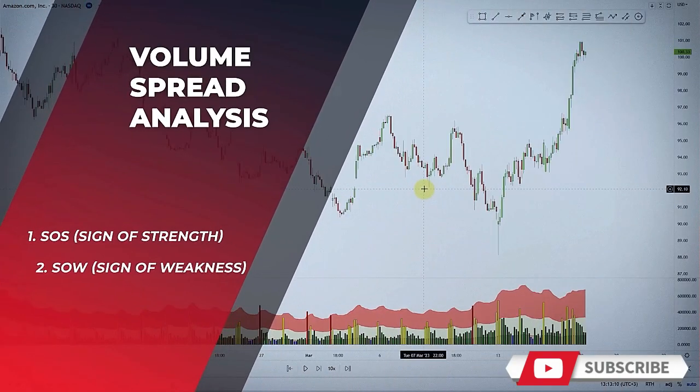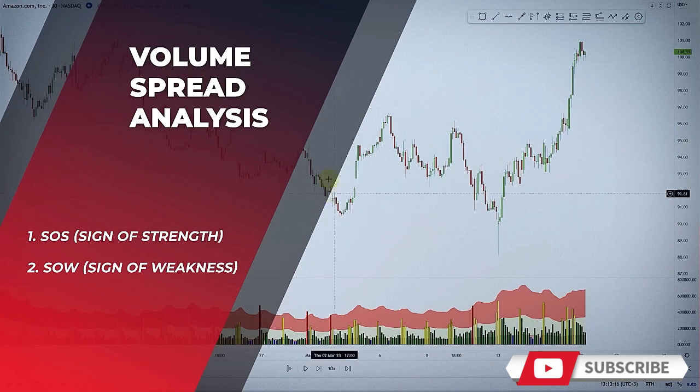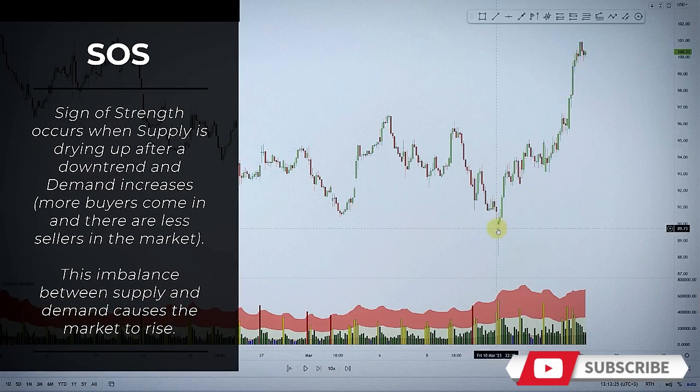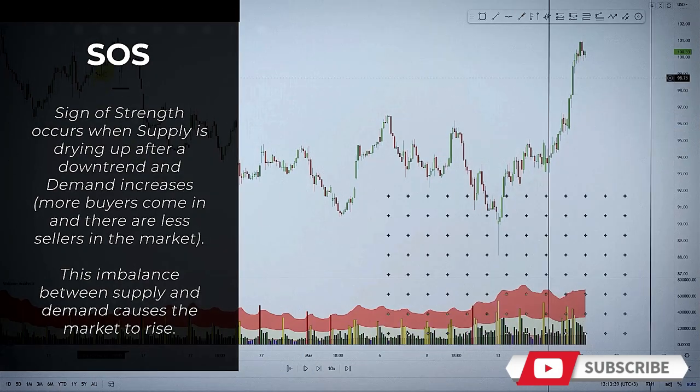Now, VSA can seem difficult, but I'll try to keep it as simple as possible. There are 2 major applications of VSA, namely sign of strength and sign of weakness. Sign of strength occurs when the supply is drying up after a downtrend and demand increases, meaning more buyers come in and there are less sellers in the market. This imbalance between supply and demand causes the market to rise.